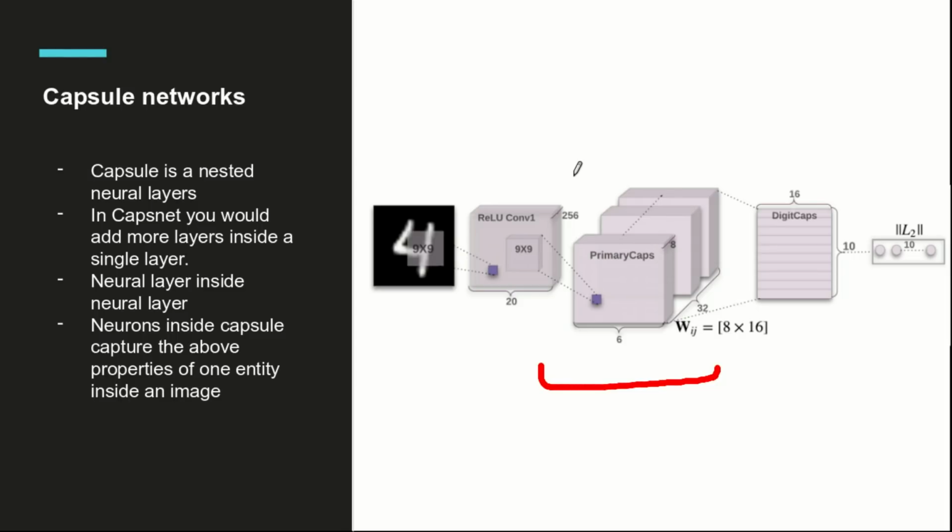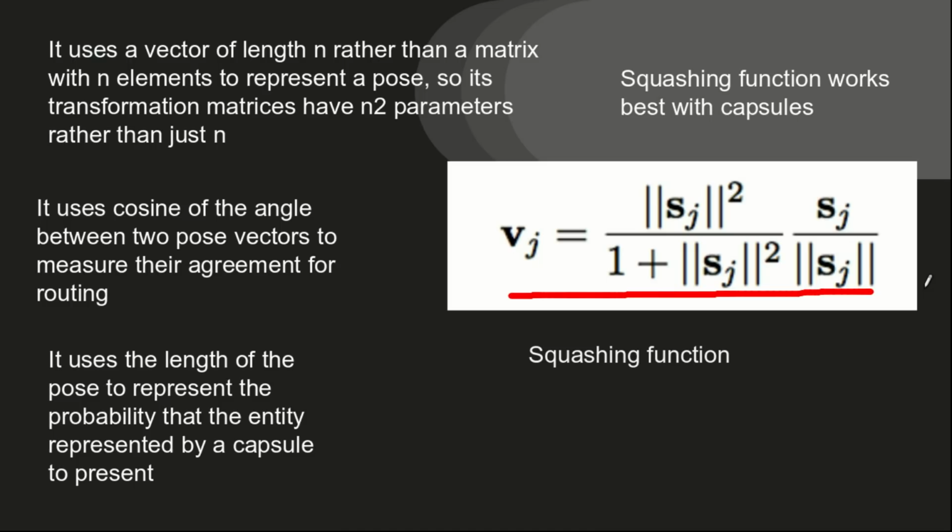So here we are inputting an image, and then there's a nonlinear activation function which we are using, the squashing function, and then it's being passed on to the capsule, which is a nested neural network, and then it's connected to fully connected layers for that matter, and then this is L2 regularization, also called the Frobenius norm, and then the output is generated. So it uses the cosine of the angle between two pose vectors to measure the agreement for routing, and it uses the length of the pose vector to represent the probability that the entity represented by a capsule is present.